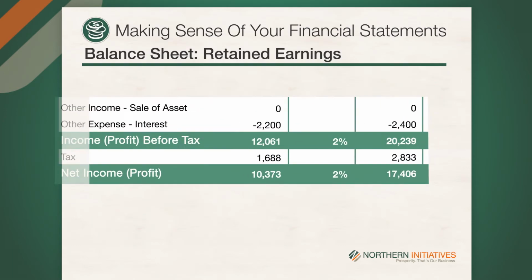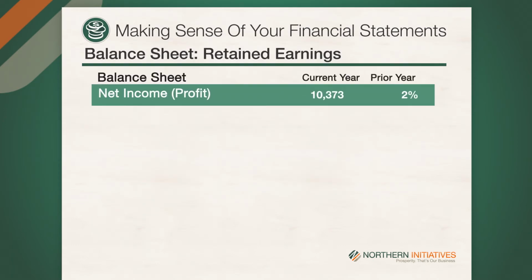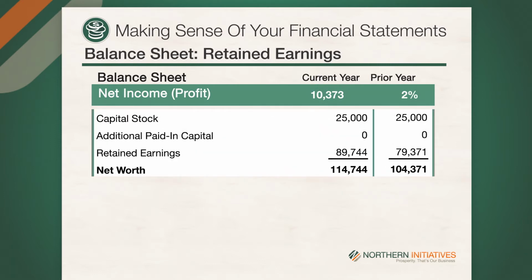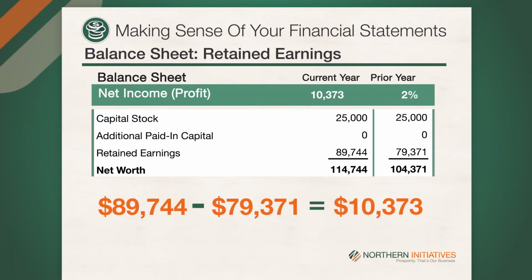In our case study income statement, the net profit in the current year was $10,373 after tax. The profit was left in the business and there were no owner distributions. We can see that because the retained earnings increased $10,373 from $79,371 in the prior year to $89,744 in the current year.